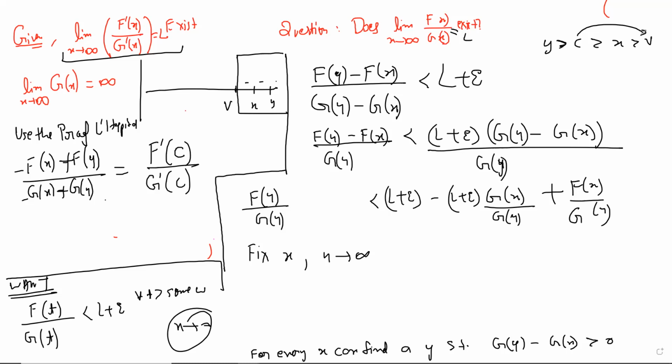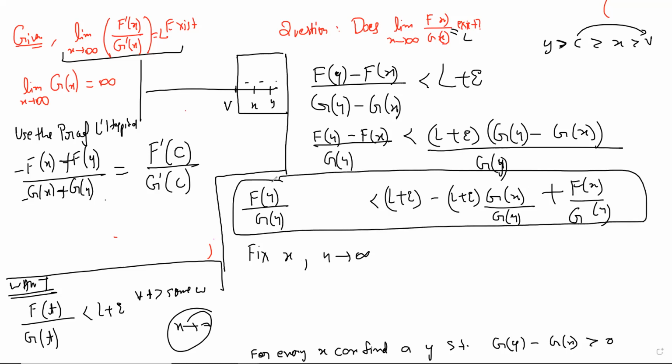So for that given epsilon, we have already chosen a big C and we are done away with that C. Now we can fix the x and let y go to infinity. Now, what do I mean by fix the x, right? You fix the x, because some x works, right? There is some x we know which works, which makes this happen. So you take any x which is bigger than v, you find a y bigger than that.